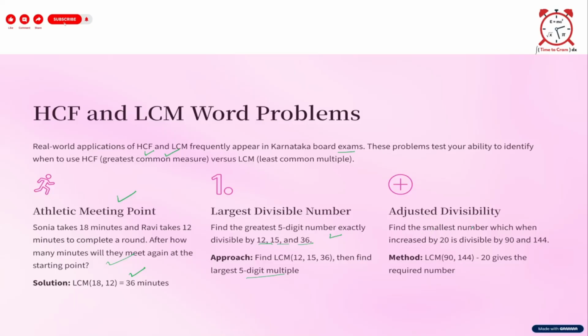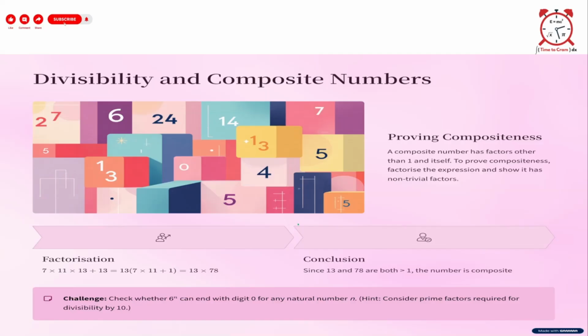Now last, find the smallest number which when increased by 20 is divisible by both numbers 90 and 144. So what we have to do is find the LCM of 90 and 144, and if we subtract 20 from this LCM, then we will get our required number. So this is a very easy method, if this type of question comes in the board exam as a HOT question or a difficult question.